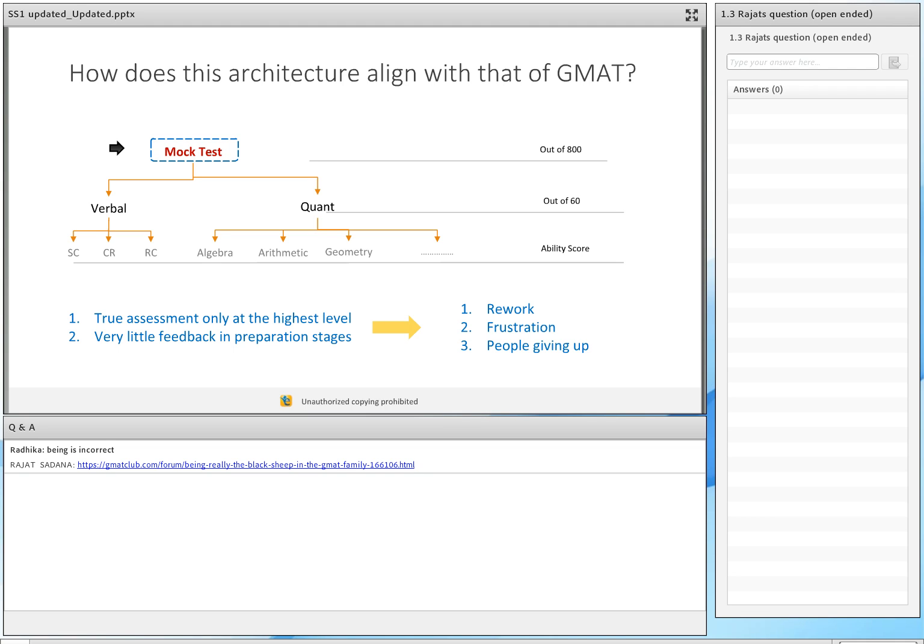People get frustrated, and many people just give up. They start with a target score of 740, 750, but in the end, they say, I'm happy with a 660, 670, despite going through the entire curriculum multiple times. Do you guys see that happen, folks who've gone through a traditional test prep? You get feedback at the mock test level, but beyond that, during the preparation, it doesn't tell you whether you're doing well or not.